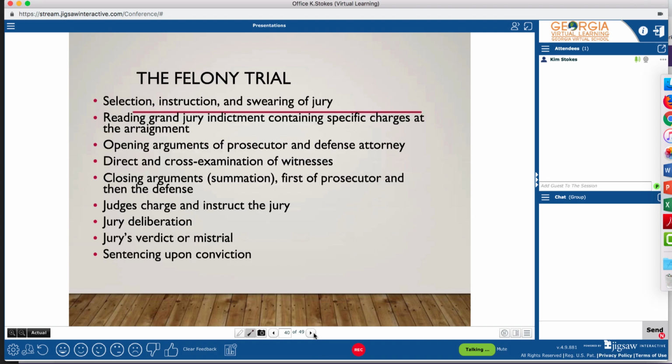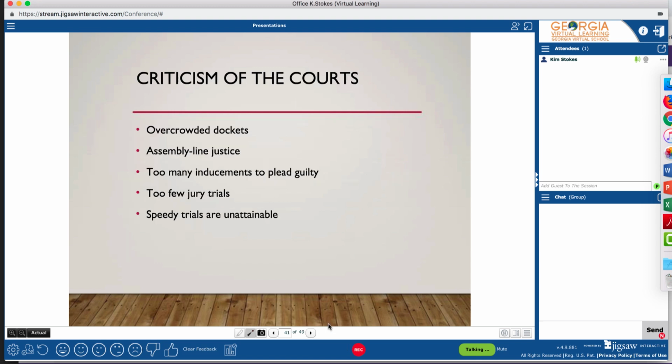The felony trial, here's the process for your felony trial. You get a jury, reading grand jury indictment containing specific charges of the arraignment, the opening arguments, the prosecutor and defense attorney, direct and cross-examination of witnesses, closing arguments, summation, first of the prosecutor and then the defense, judges charge and instruct the jury, then the jury deliberates, the jury's verdict or mistrial, and then sentencing upon conviction.